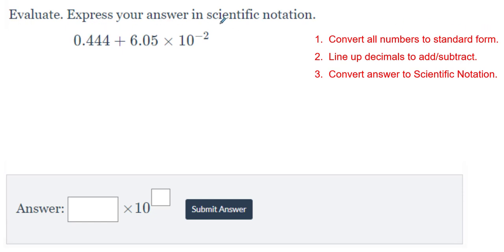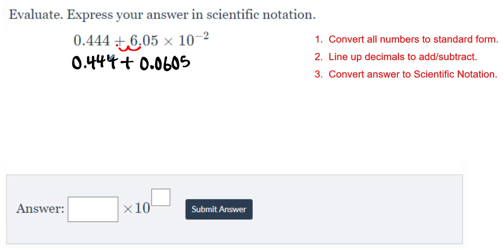So write the original problem. This one's already converted for us, so I'm just going to put 0.44 plus this one here. It has a -2 exponent, so I'm going to move the decimal 2 places to the left, which means I'm going to have to add a 0 in front of that 6. So I can put 0 decimal. Now don't forget the 0 there, 0.605. And now I'll add these two numbers.